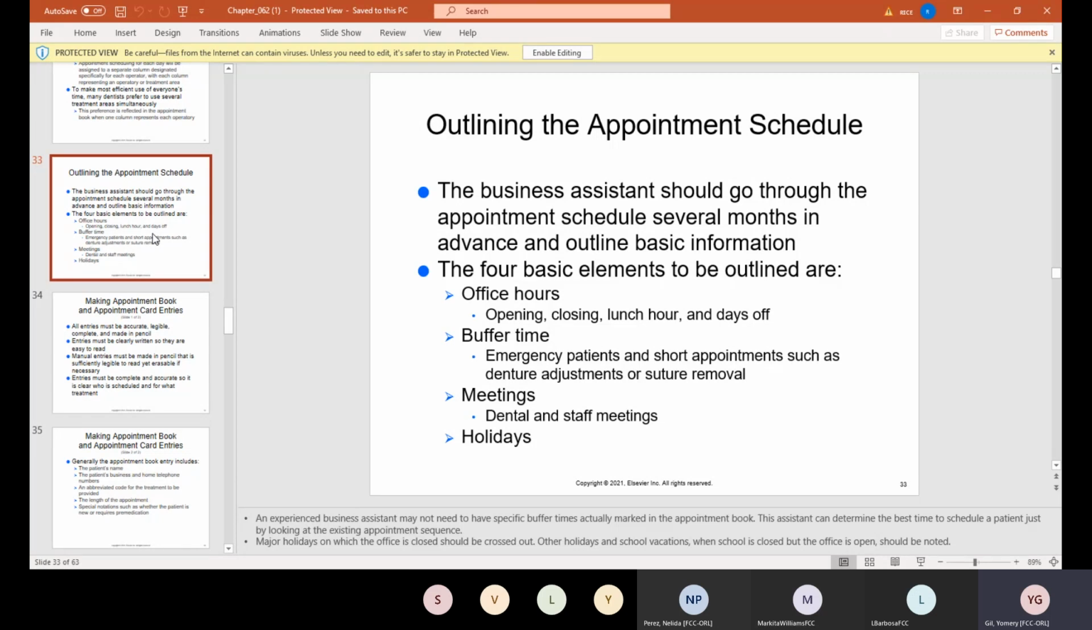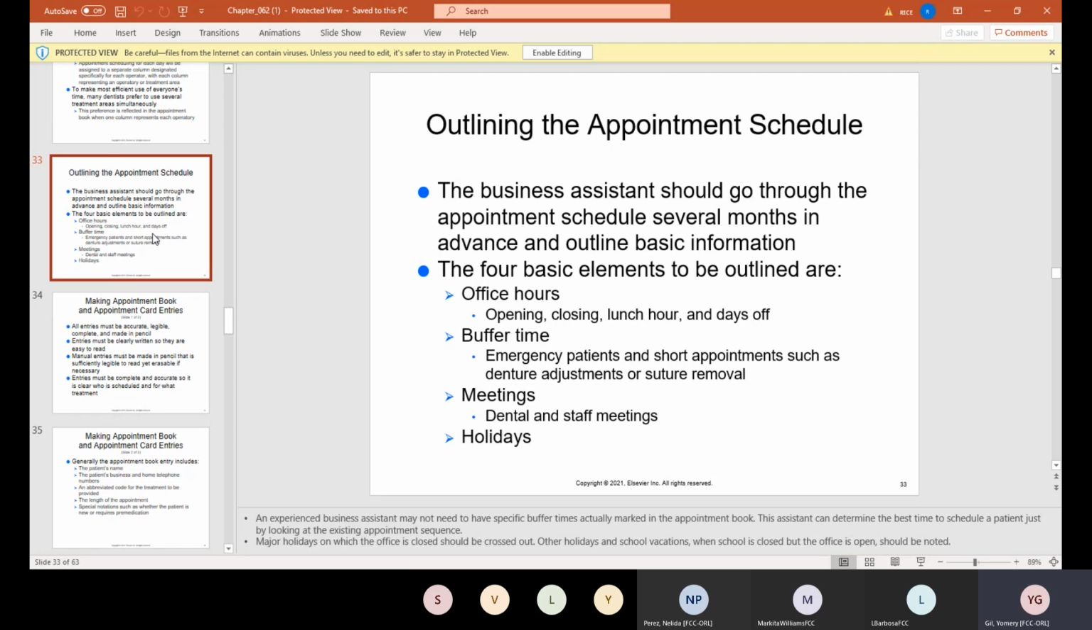Outlining the appointment schedule. The business assistant should go through the appointment schedule several months in advance and outline basic information. The 4 basic elements to be outlined are office hours. What time do we open? What time do we close? What time is our lunch hour? And what days are we off?